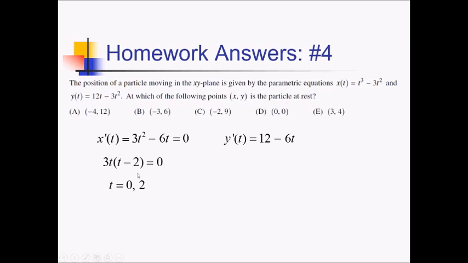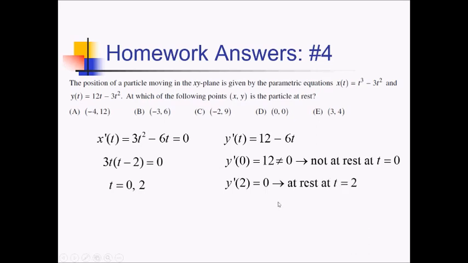So y prime of 0, that's the easier one to test. 12 minus 0 essentially is just 12. Since that is not 0, we know our particle is not at rest at time 0. So by process of elimination, that means it better be at rest at time 2, but let's just plug it in to make sure. So y prime of 2, that's going to be 12 minus 6 times 2, so 12 minus 12, which is 0.